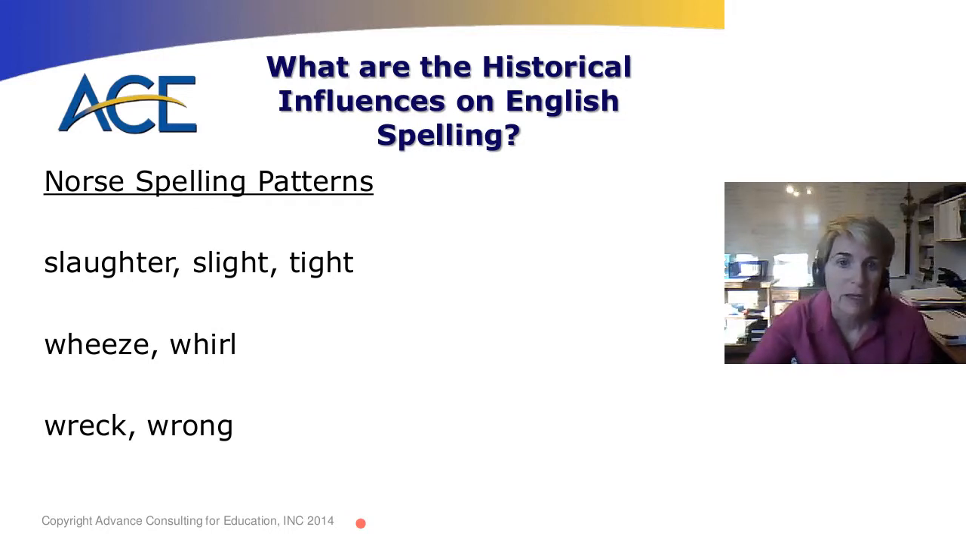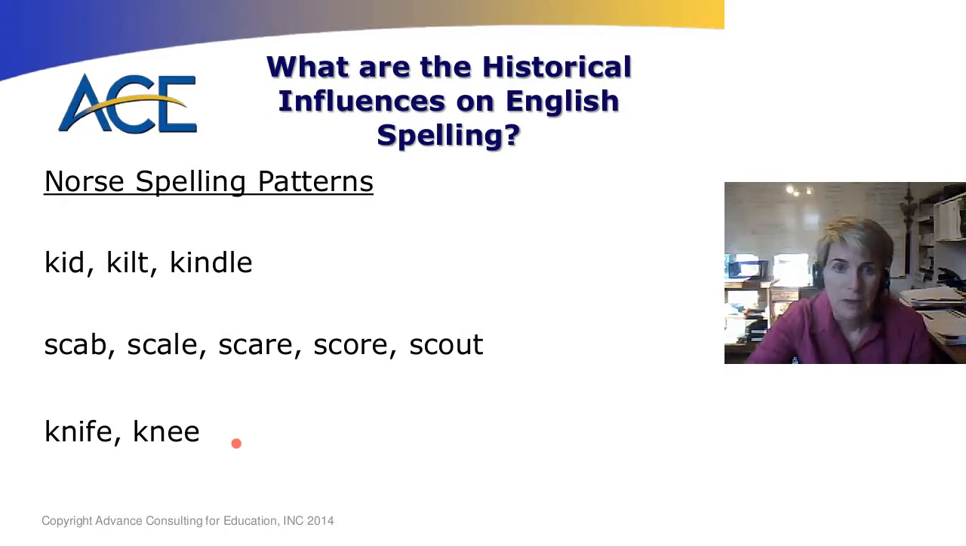For example, some Norse spelling patterns are the GHT in these words. The WH is a Norse pattern, and the WR is a pattern. Here's a couple of other ones, the hard K and the S hard C here, and the KN combination here is another Norse pattern.